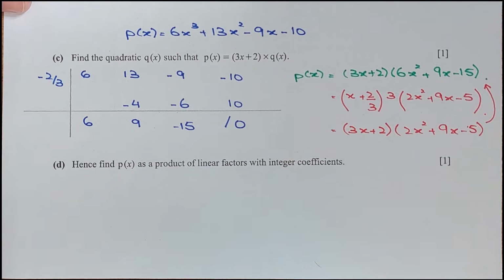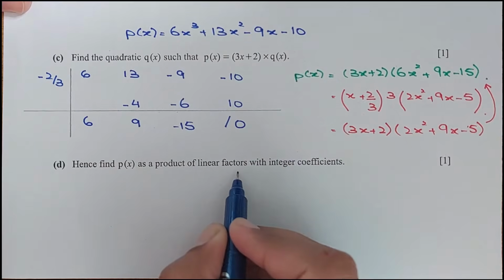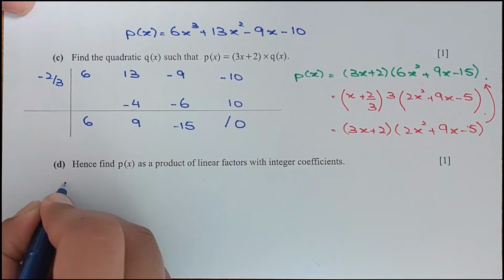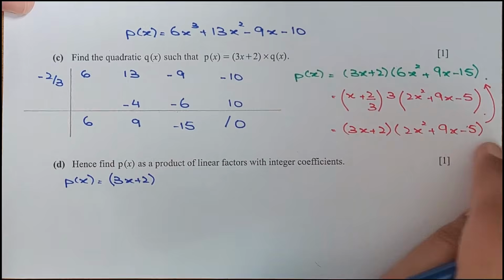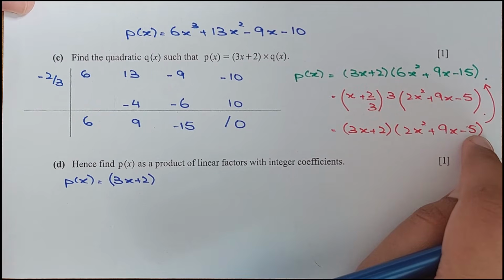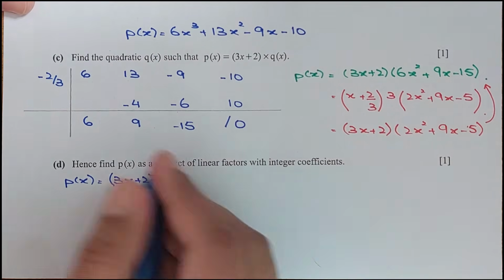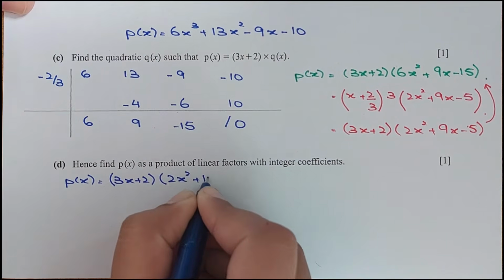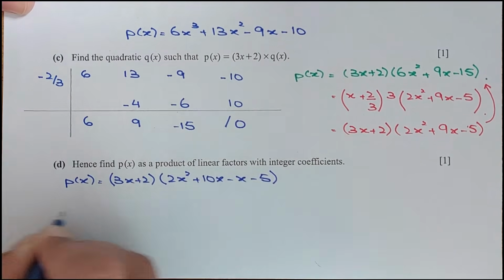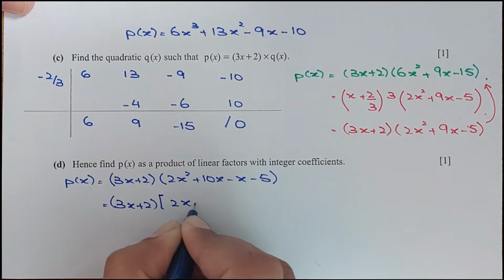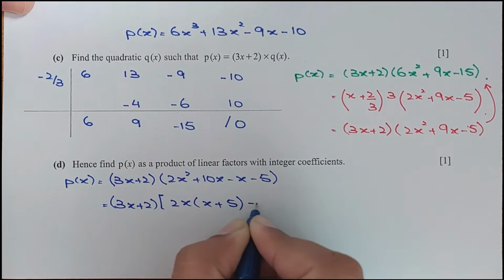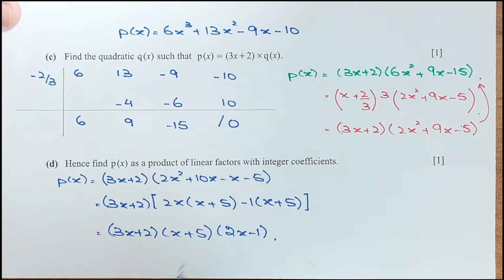right? Now for part D, hence find p of x as a product of linear factors with integer coefficients. Okay, so we have p of x equals 3x plus 2 and this factor. So 2 times 5 is 10, 1 times 10 is 10, and 10 minus 1 is 9. 2x square plus 10x minus x minus 5. So 3x plus 2. Let me take 2x common. We have x plus 5. Minus 1 is common, x plus 5. So the product of three linear factors are 3x plus 2, x plus 5, and 2x minus 1.